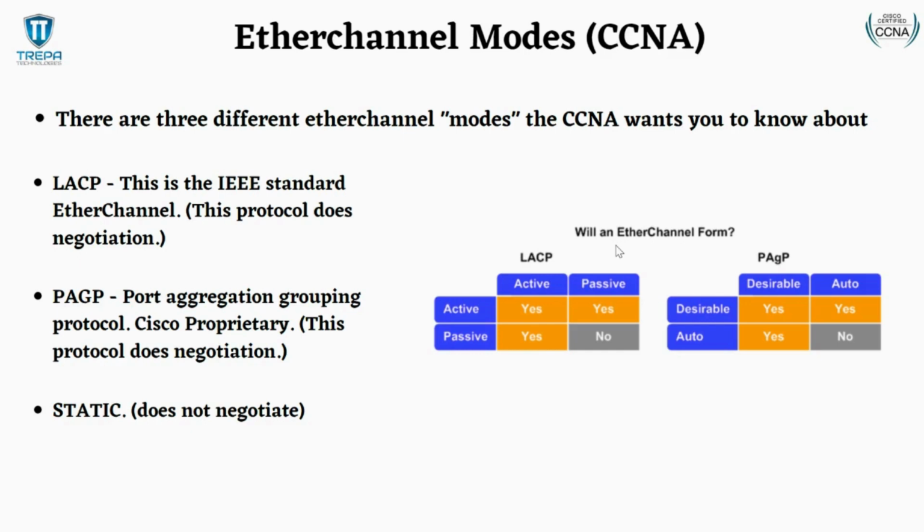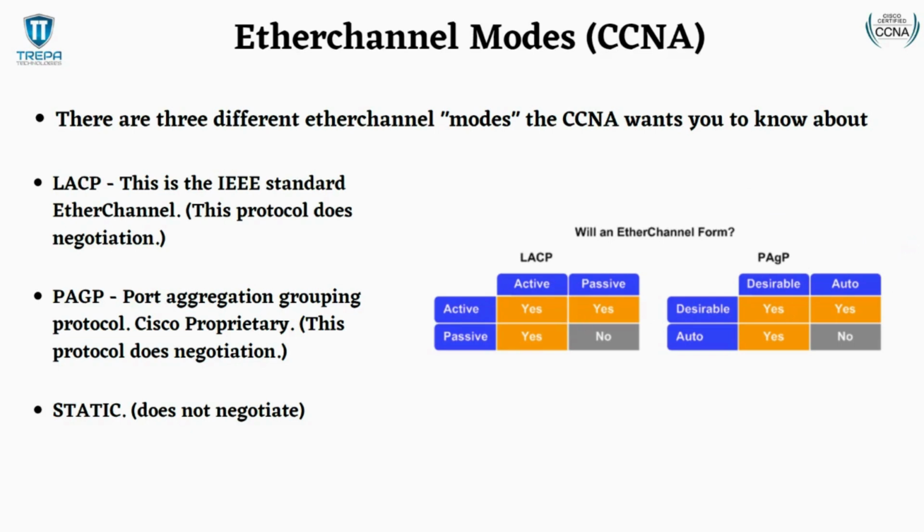LACP is the IEEE standard Etherchannel negotiation protocol, meaning, again, vendor neutral. It's not Cisco proprietary, so any switch vendor or server really can use LACP to negotiate the formation of a Etherchannel or port channel. Then we have PAgP, the Port Aggregation Grouping Protocol. This is Cisco proprietary, and this also performs negotiation. And then, of course, we have static, which doesn't use any sort of protocol. It just says, hey, you're going to be an Etherchannel. Bundle your member interfaces up and form that Etherchannel.